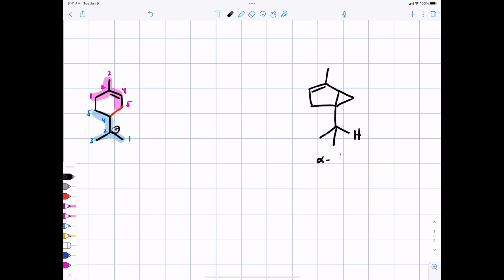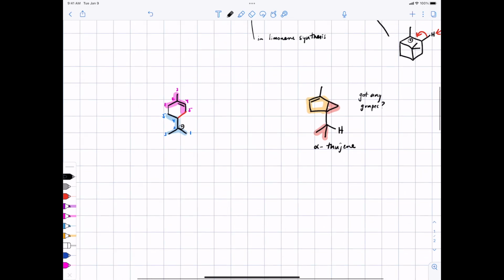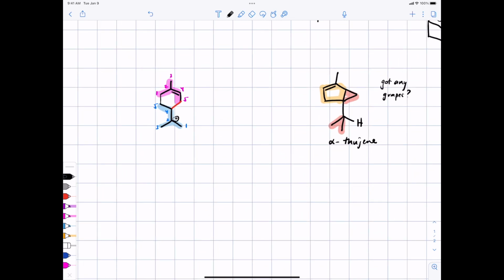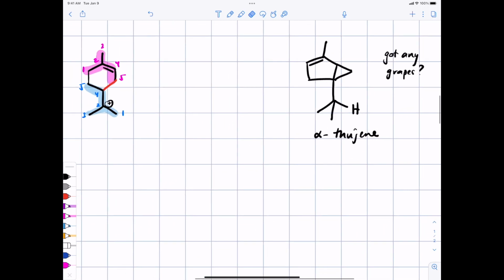This is called alpha thujene. It kind of looks like a duck. Sorry, lame. You can identify the same isoprene units in alpha thujene, but the connectivity, you'll see, requires a carbocation rearrangement.